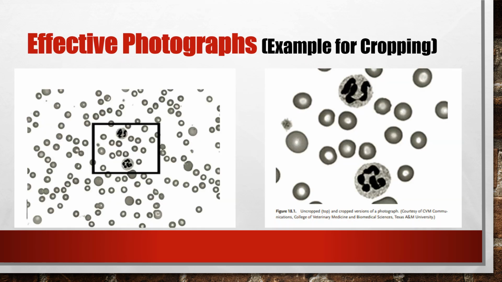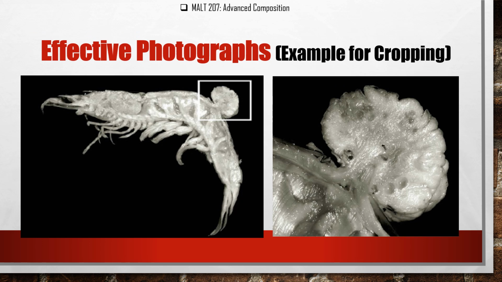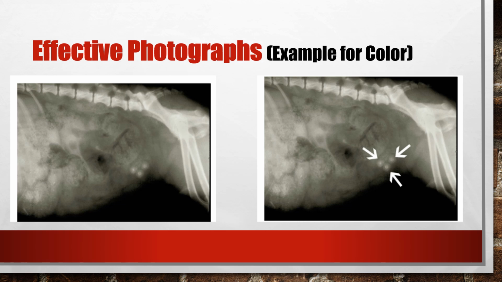So this is the example of effective photographs for cropping. The first image is the uncropped one, and the other one is the cropped version of a photograph. Another example for cropping is this image. We have this uncropped one on the left side and the cropped version of a photograph on the right side. In this case, publication of both versions may be warranted to both show the tumor in context and display detail. This is the example for color in effective photographs. In the left image, you cannot identify which color is being referred to, but through adding arrows to the referred color in the image on the right, it directs readers' attention to structures of interest.